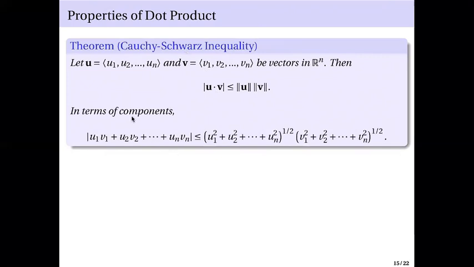In component form, this means the absolute value of u1 v1 plus u2 v2 plus until un vn, so that's your dot product, you get the absolute value. This will be less than or equal to the square root of u1 squared plus u2 squared plus until un squared, so that's your magnitude of u, times the square root of v1 squared plus v2 squared until vn squared, that's your magnitude of v. This is the vector form, and this is the component form.